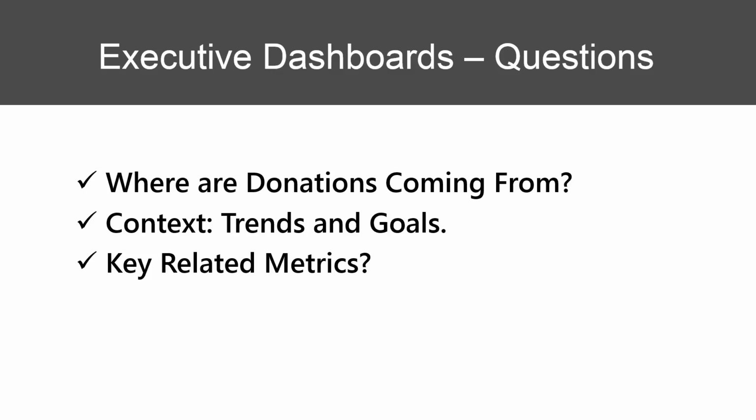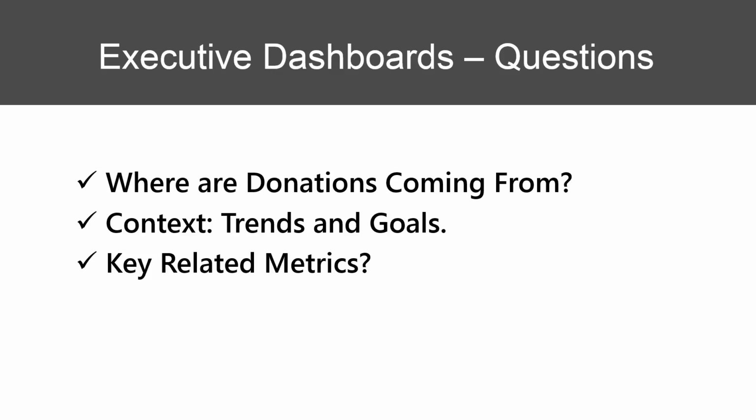Anytime you build something in Tableau, it should always be to answer a question. The question we're going to be answering today, as best we can, is where are the donations coming from? We'll give some context to this, perhaps looking at it in relation to goals. Or you could also look at trends. How are we doing right now versus last year? Do we tend to see a lot of giving at certain parts of the year? That kind of thing.